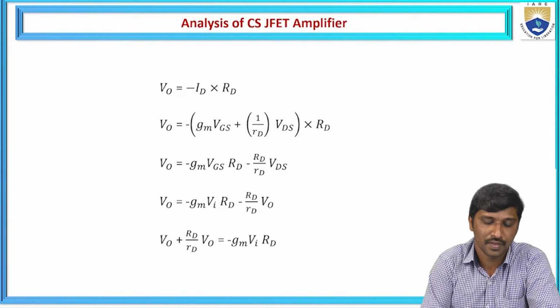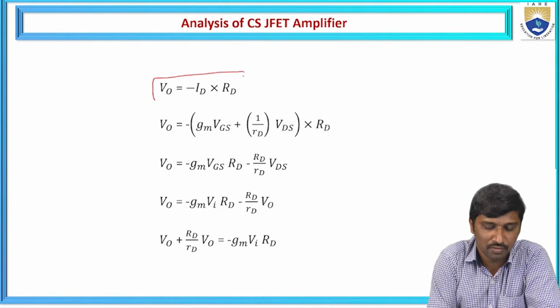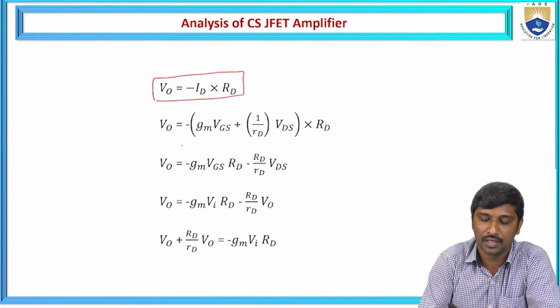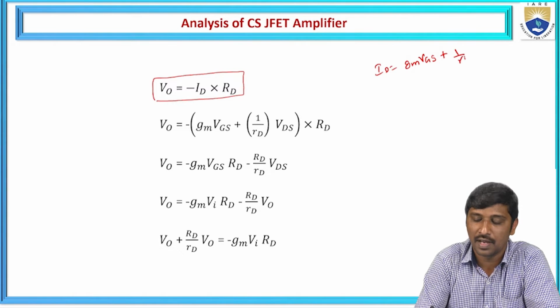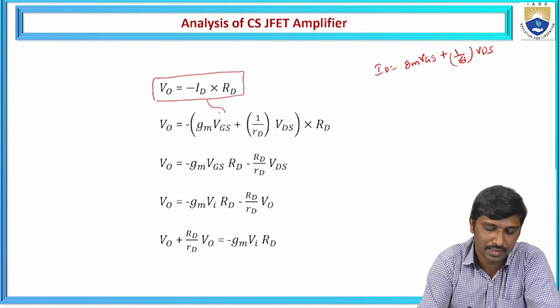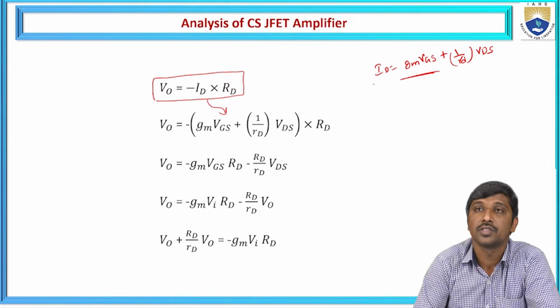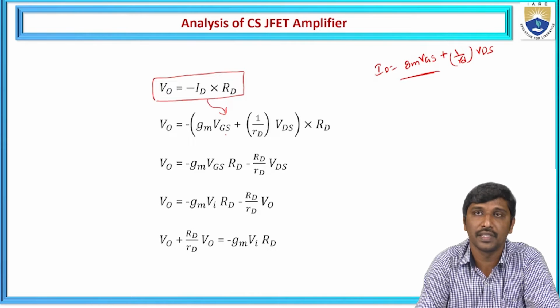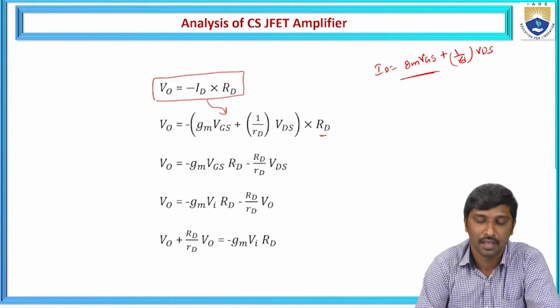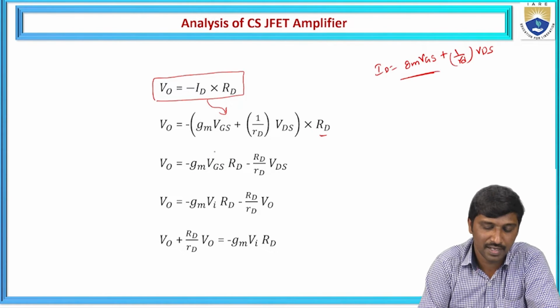So from this, we already observed V naught is equal to minus ID into RD. Now we know that ID is equal to GM into VGS plus 1 by rd into VDS. Hence, I am going to substitute this ID parameter. So I substituted the ID value, GM into VGS plus 1 by rd into VDS, multiplied with capital RD, and then simplify this equation.